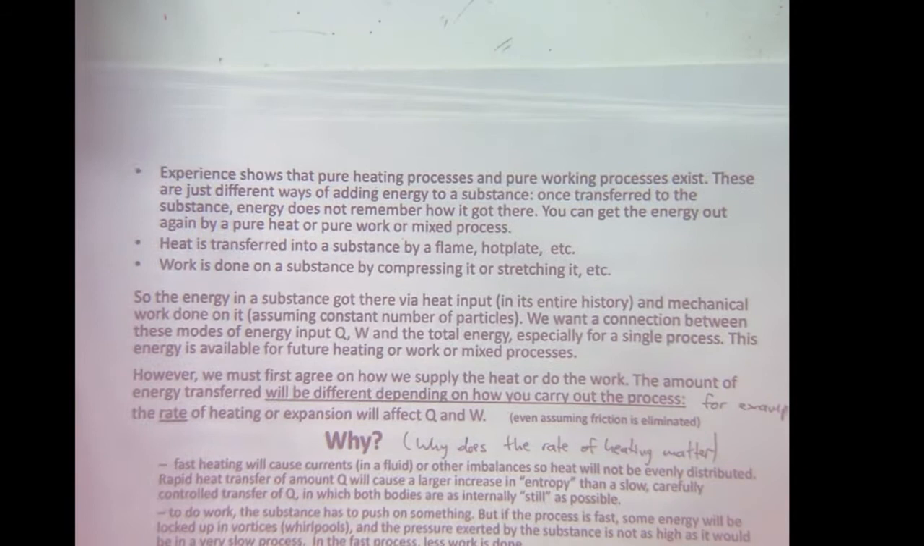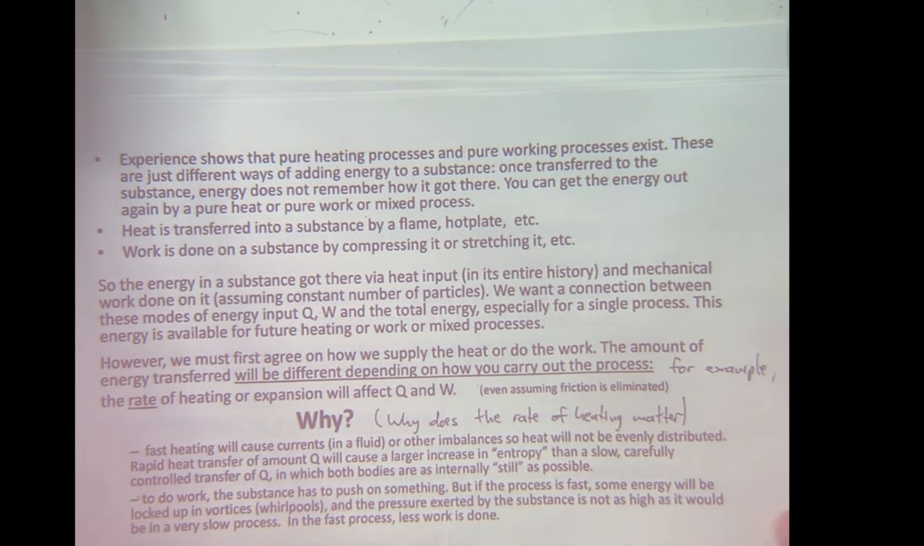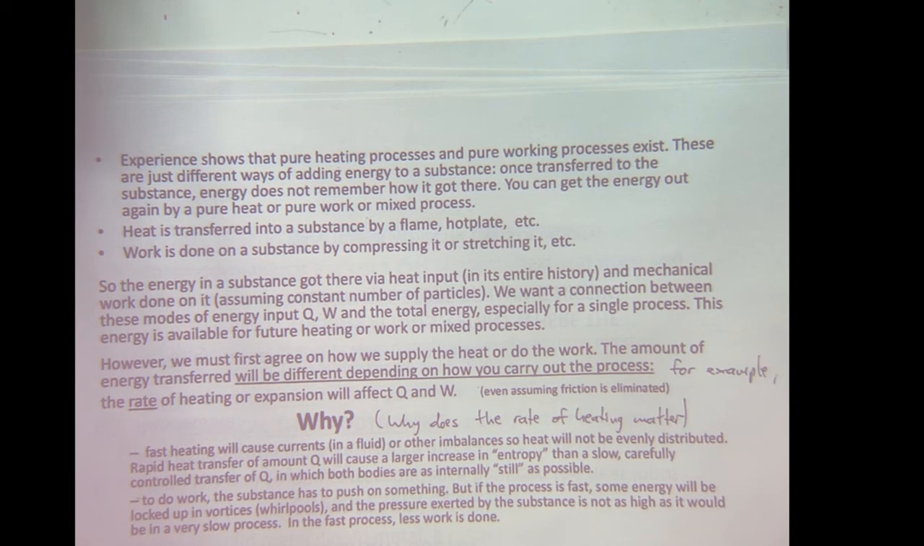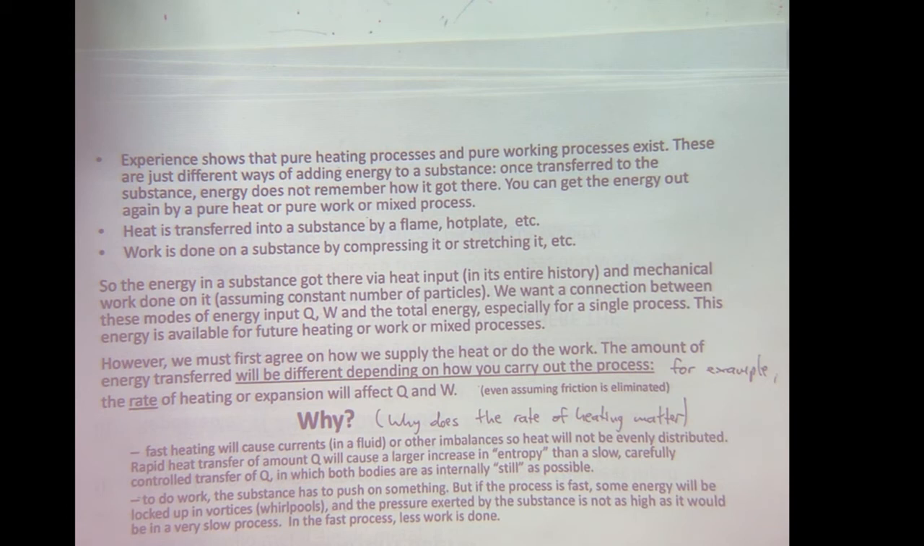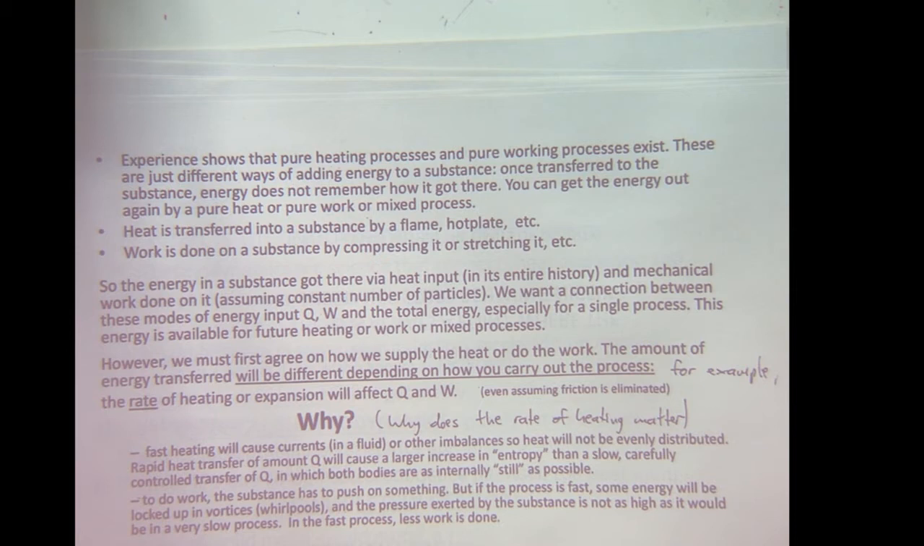Experience shows that pure heating processes and pure working processes exist. These are just different ways of adding energy to a substance. Once transferred to the substance, energy does not remember how it got there. You get the energy out again by a pure heat or pure work process or mixed process. Heat is transferred into a substance by a flame or a hot plate or something. Work is done on a substance by compressing it or stretching it or changing the external magnetic field. So the energy in a substance got there via some heat input within its entire history, and mechanical work done on it, assuming a constant number of particles, because otherwise you can also change its energy by changing the number of particles.